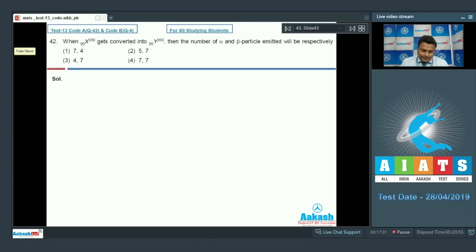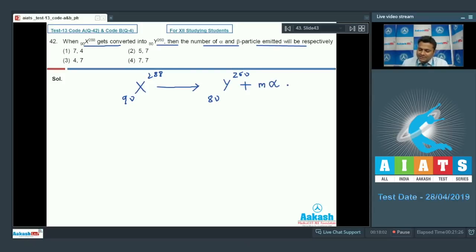Here is question number 42, everyone. When 90X288 gets converted to 80Y260, then the number of alpha and beta particles emitted will be what? Now let's write the reaction first. X nucleus 90, 288 getting converted into Y nucleus 80, 260. Suppose m number of alpha particles are emitting and n number of beta particles are emitting. Alpha is 2, 4; beta minus is minus 1, 0.